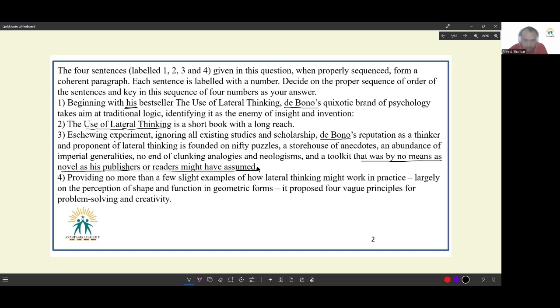Providing no more than a few slight examples of how lateral thinking might work in practice, largely on the perception of shape and function in geometric forms. It proposed 4 vague principles for problem solving and creativity. Okay. This is the criticism or the stand against the idea that he was a thinker and proponent of lateral thinking. Okay.